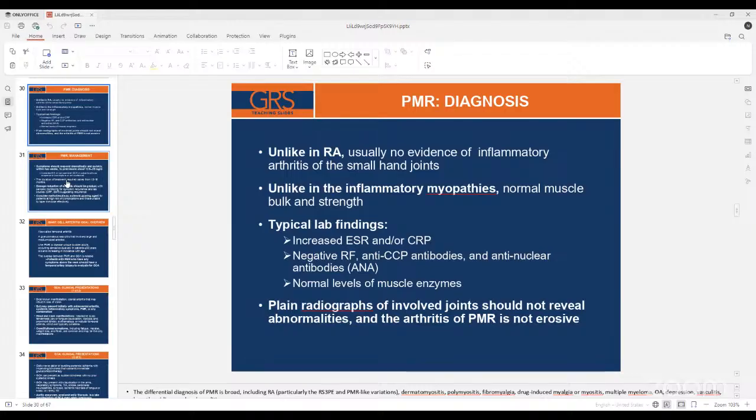So typical findings are increased ESR or CRP, as mentioned earlier. ESR predicts the relapse, and CRP is more sensitive to the presence of the illness. Rheumatoid factor, anti-CCP antibodies, and anti-nuclear antibodies are negative, and there is a normal level of muscle enzymes, unlike in the inflammatory myopathies. The plain radiography of the involved joints should not reveal abnormalities, as the arthritis of PMR is not erosive, so the plain radiographs are clear.